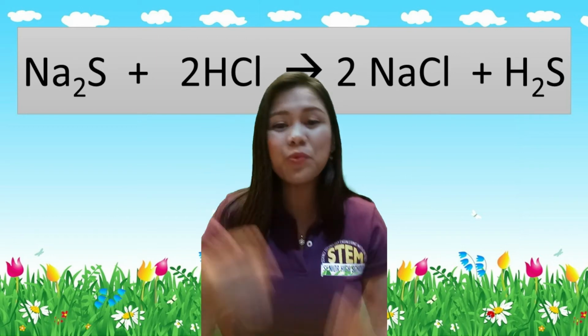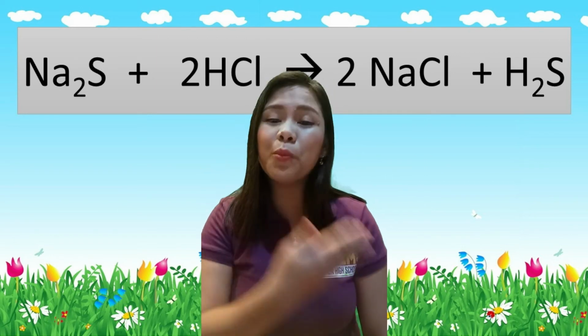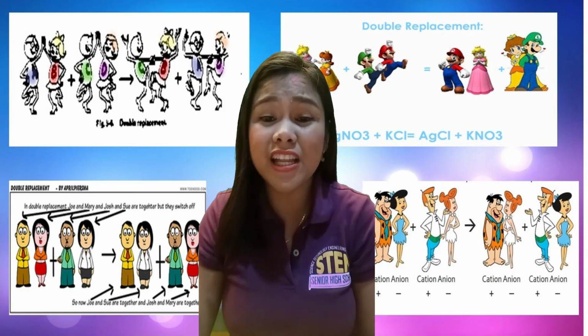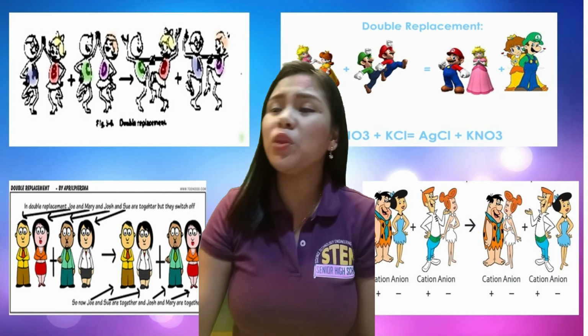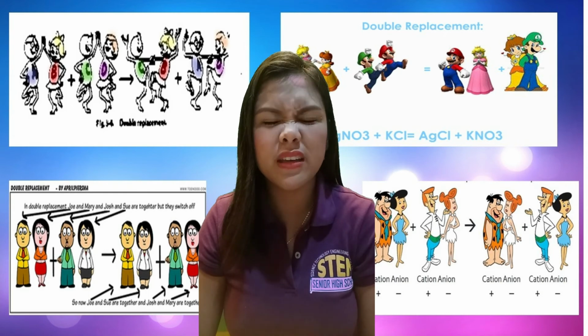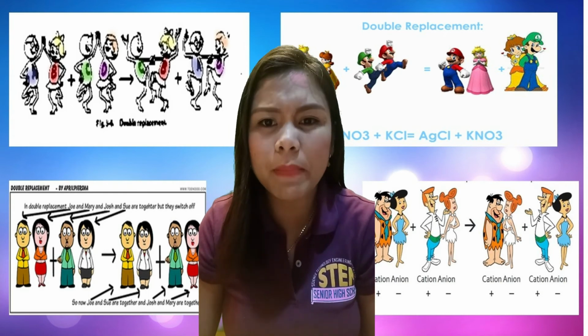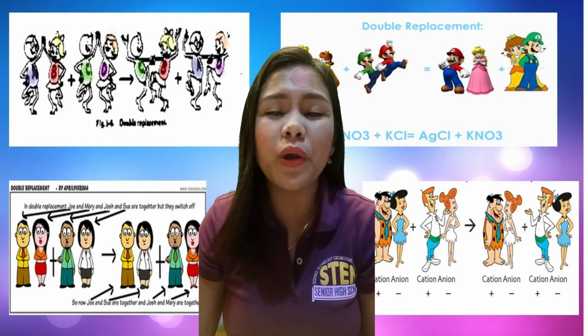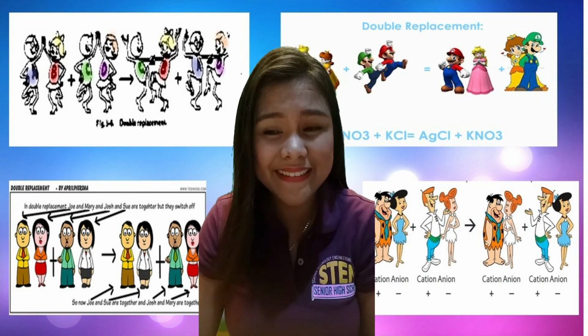So that's the end. We already have the product of a double displacement reaction. Think of it like you're in a dance party with your partner, and when the song changes, you switch your partner to the others. And remember, it only applies to a dance party, not to a real life partner, okay?